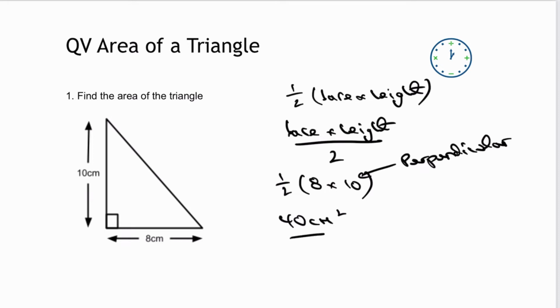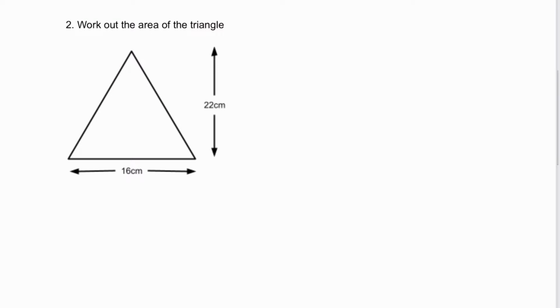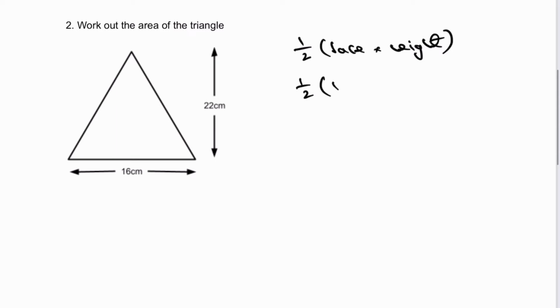Now, it doesn't always have to be a right angle triangle, it can be something like this, but because we know the perpendicular height as well, we can simply write a half base times height, and then put in my numbers, which is 16 as the base multiplied by a height of 22, and that will give me a total of 176 centimeters squared, and that's perfectly fine.